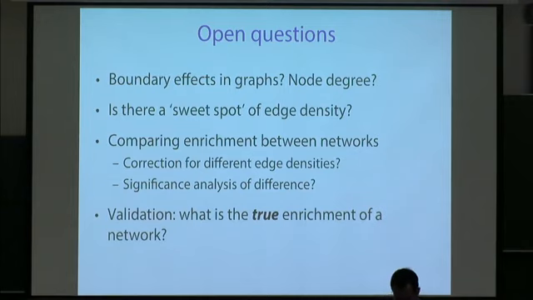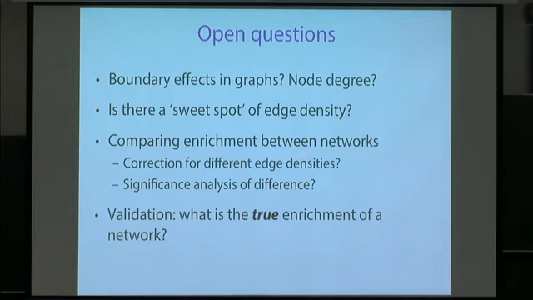So there's lots of open questions with that. In spatial statistics, people think of boundary effects, because you draw these circles and they can go over the boundary of the area you look at, and they have to adjust for that. We don't do any of that in our graphs. Maybe we should.